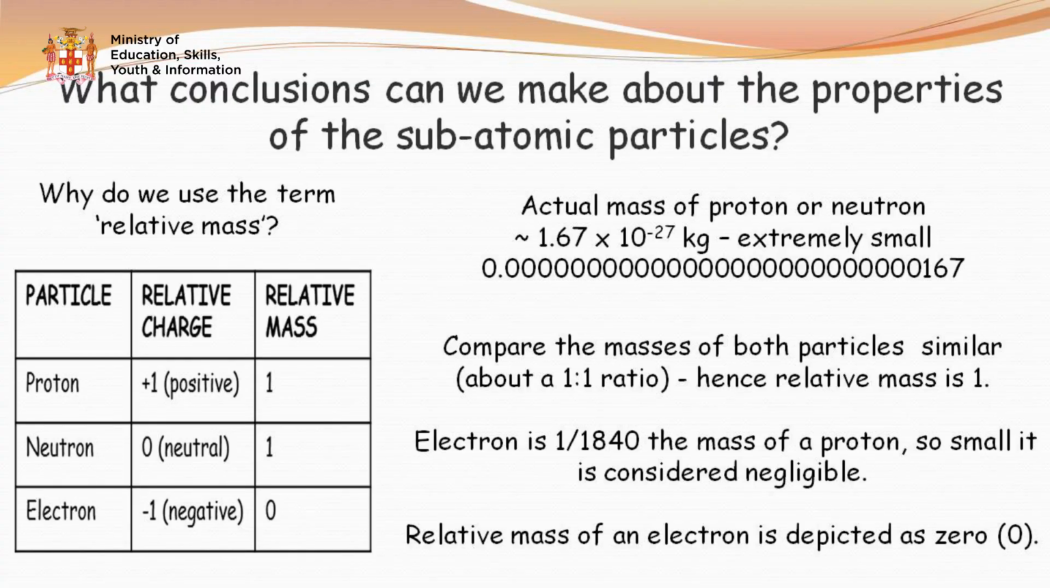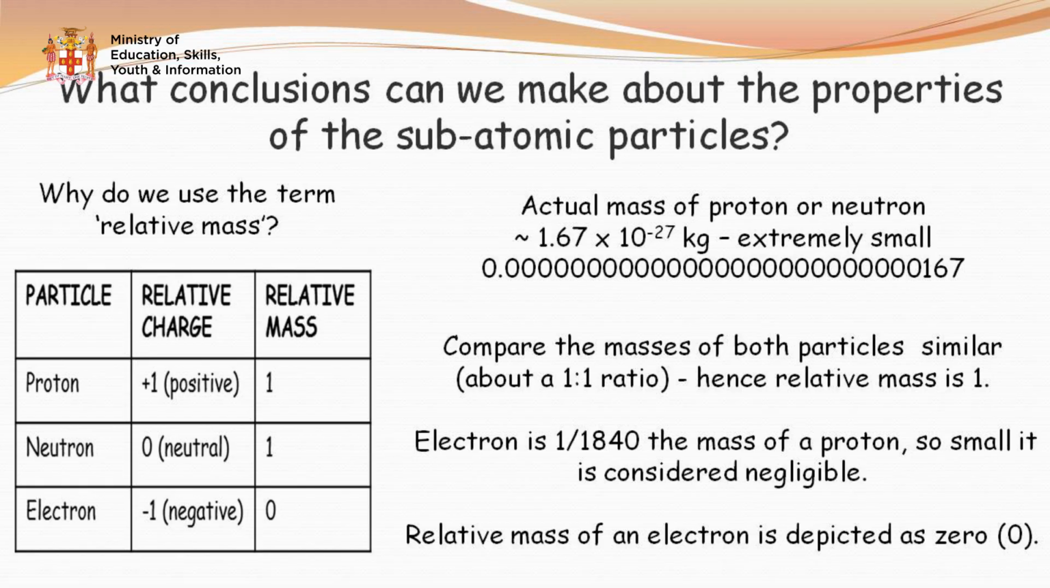And so when we compare both the protons and the neutrons, then we find that their mass is similar. And so since it is similar, then we basically have a ratio. The ratio of their masses is really about 1 to 1. So we use the term relative mass, and that's where we get a relative mass of 1.